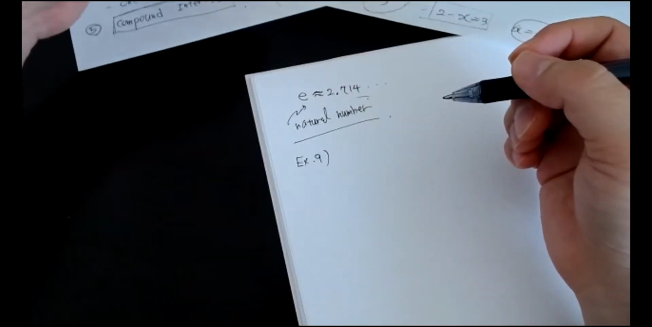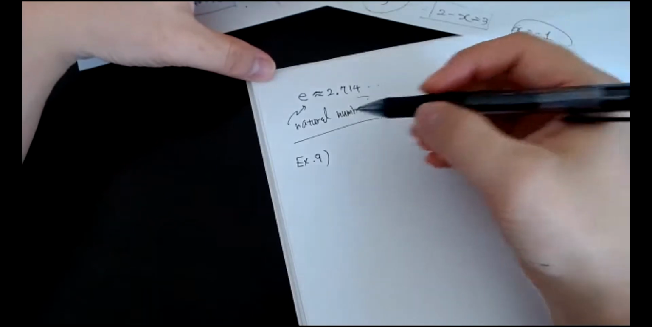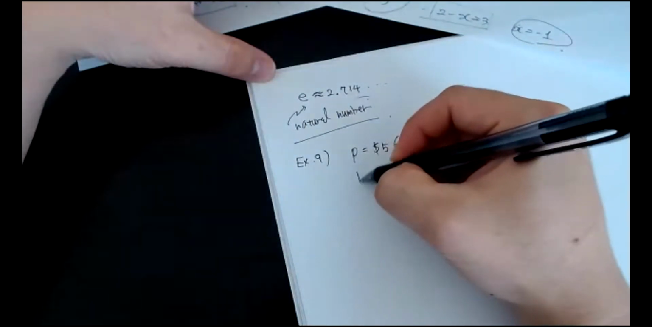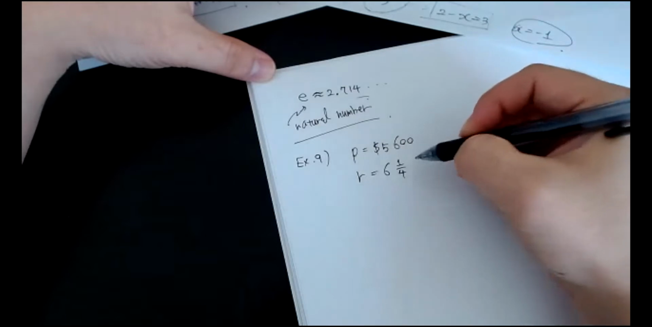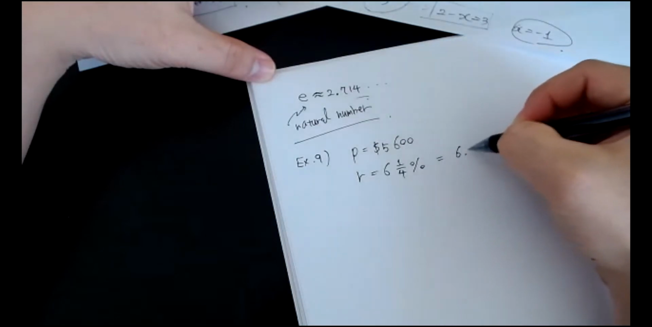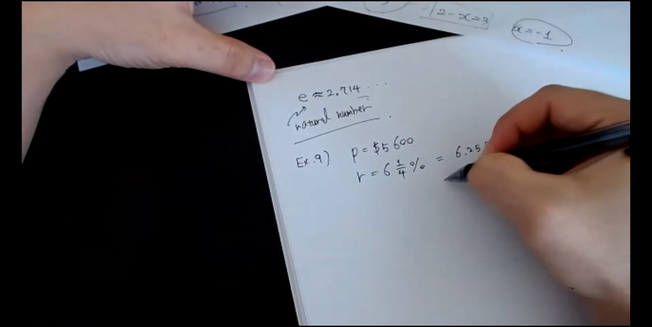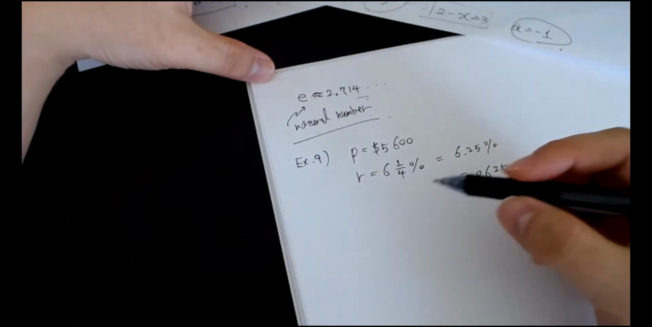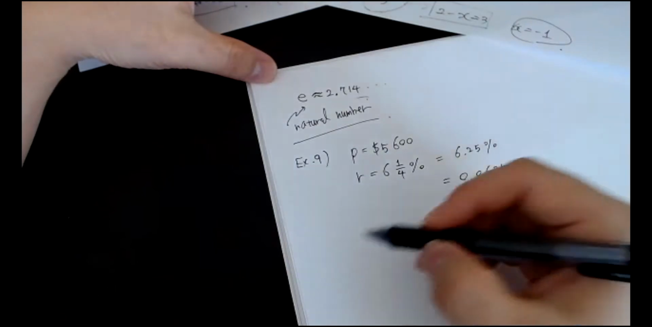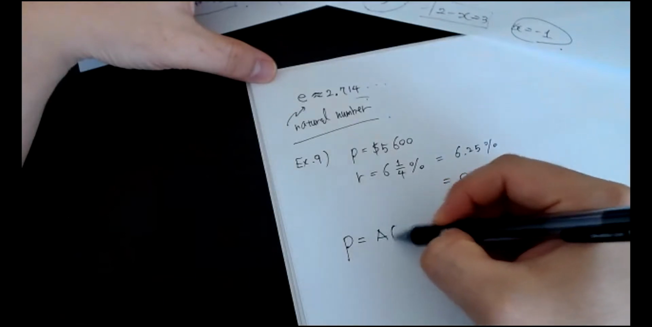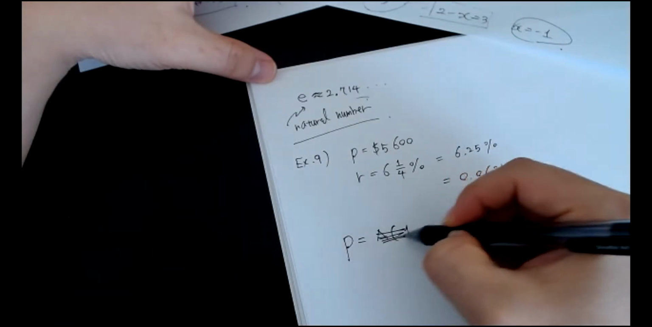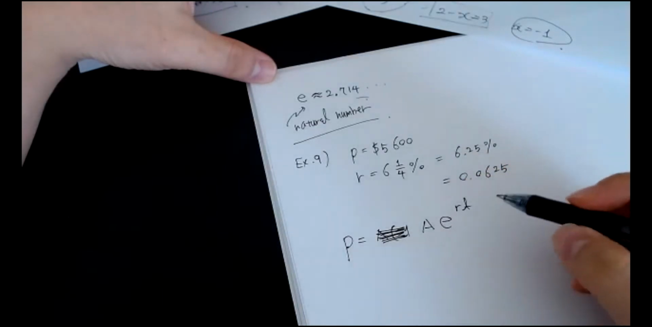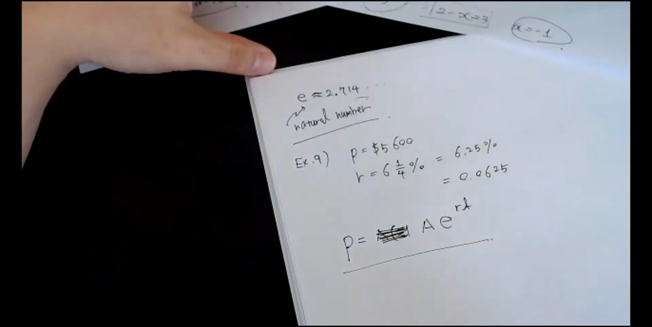Find the amount when a principal of 5,600 is invested. So P is 5,600. And the rate is 6 and 1/4%. So this is 6.25%, right? That is 0.0625, and the annual rate is compounded continuously. As it's continuous, it means we have to use the formula A equals P times e to the rt. That's the formula for continuous compound interest.